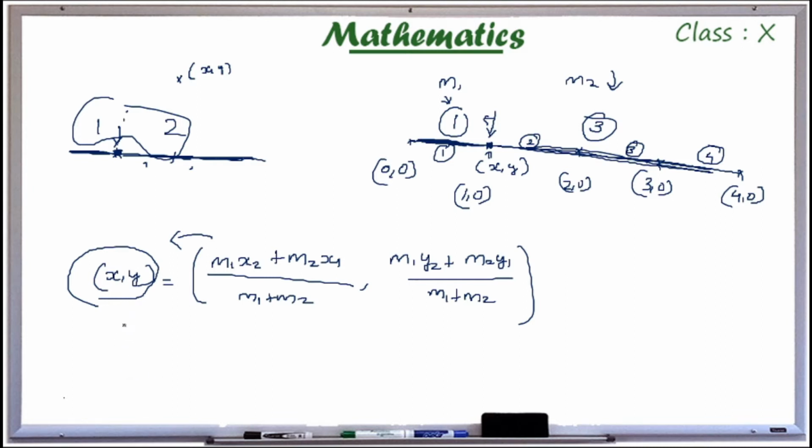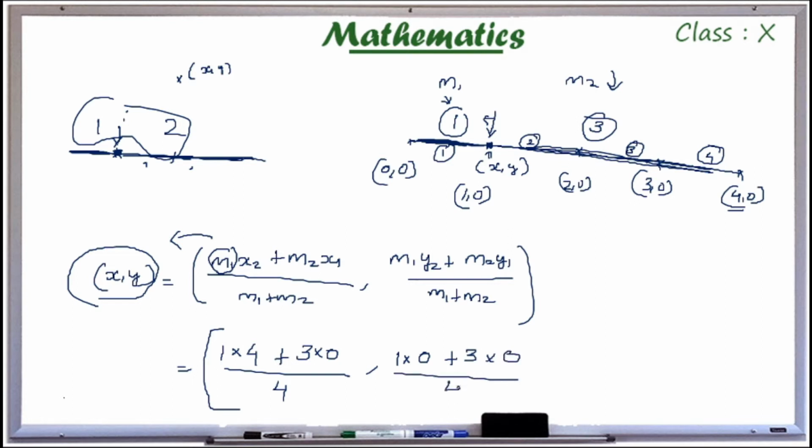And now we are going to find the point of division. Here we have m1. Here m1 is 1, x2 is 4, plus m2 is 3 and x1 is 0, by m1 plus m2, which is equal to 4. m1 y2: m1 here is 1, y2 here is 0, m2 here is 3, y1 here is 0, by 4.